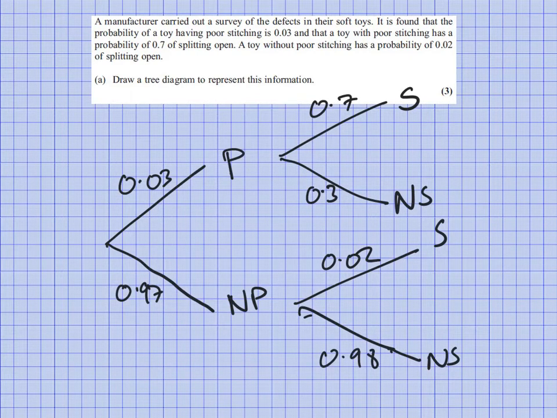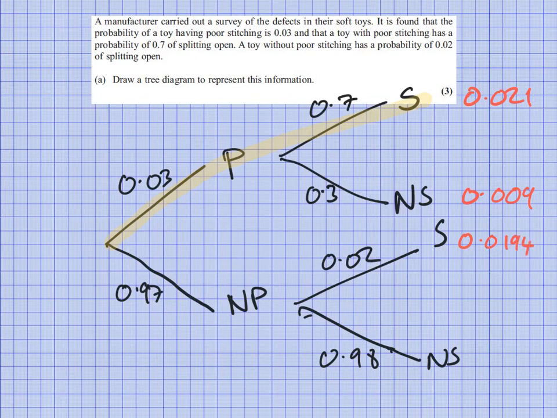Now we should find the probabilities of the combined events. So walking along the arms of the tree, if we want to find the probability that they have poor stitching and then split, we need to multiply those results together. So 0.03 times 0.7 is 0.021. 0.03 times 0.3 is 0.009. 0.97 times 0.02, do that in my head quickly, 0.0194.